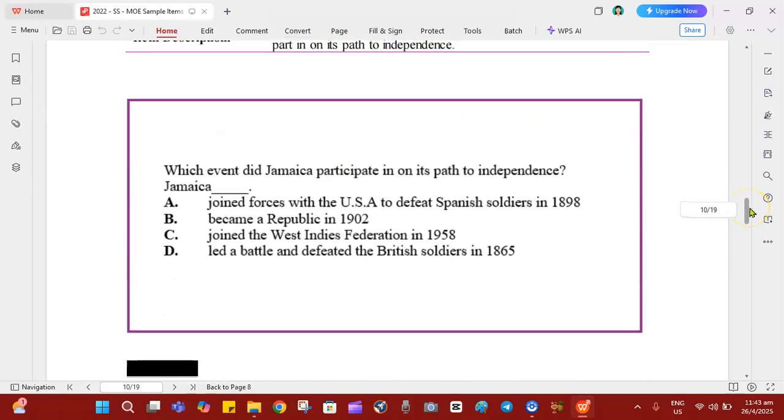Next item, 7. Which event did Jamaica participate in on its path to independence? A says we joined forces with the US to defeat the Spanish soldiers in 1898. No, we did not. B says we became a republic in 1902. No. C says we joined the West Indies Federation in 1958. And D says we led a battle and defeated the British soldiers in 1865. No, the answer is C. We joined the West Indies Federation in 1958. We never stayed in it long, but remember Norman Manley went in. All right. Next item.